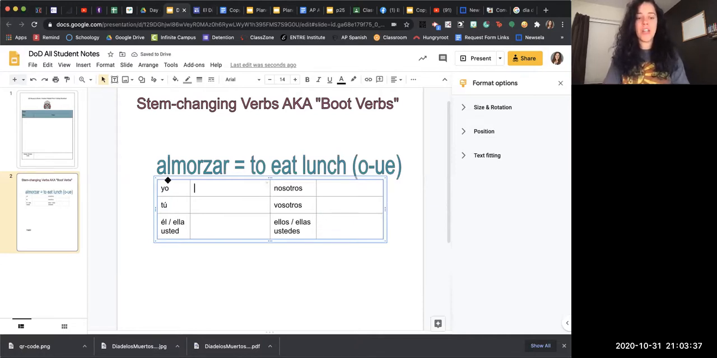I'm going to type each letter A, L, M. Okay, here I'm left with an O, and I'm supposed to change O to UE. So instead of typing O, I'm going to type UE, right? And then I'm going to go back R, Z, and I'm dropping the AR, and what am I adding for yo? An O. Almuerzo. I eat lunch, not almorzo like the original verb, almuerzo. You eat lunch, almuerzas. He eats lunch, almuerza.